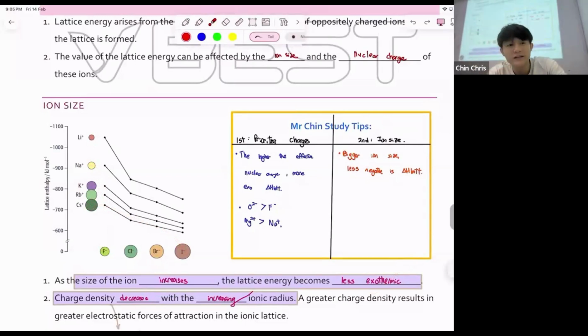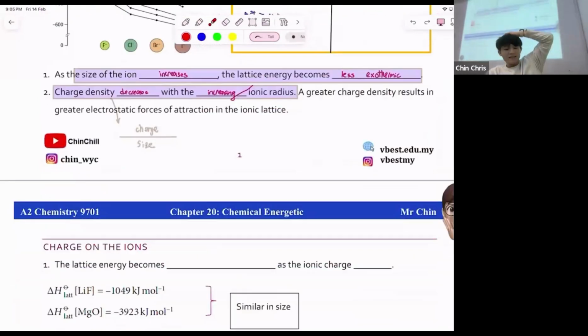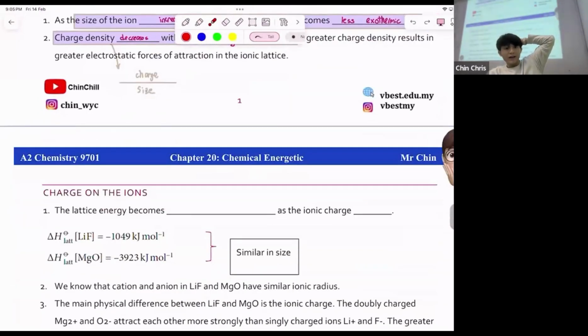All right, bond form, release energy. No, bond break is absorb energy. If you want to break a bond, absorbing energy. Break a bond, absorb, form a bond, release. All right, guys, next. Charge on the ions.